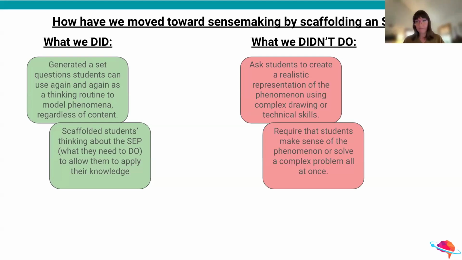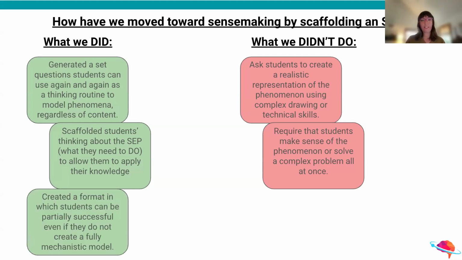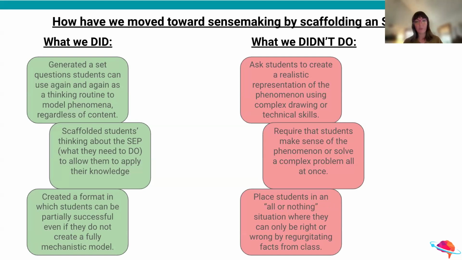They will have to do that when they sit down to take a high stakes assessment or a summative assessment. But for right now, we can scaffold them up to that. And lastly, we've created a format in which partial success or partial proficiency demonstration is attainable, even if they can't yet fully create a mechanistic model. We need to move kids from one place to another, and we have to do that in steps. We have not placed students in an all or nothing situation where they can only be right or only be wrong by representing facts exactly the way that they learned them.